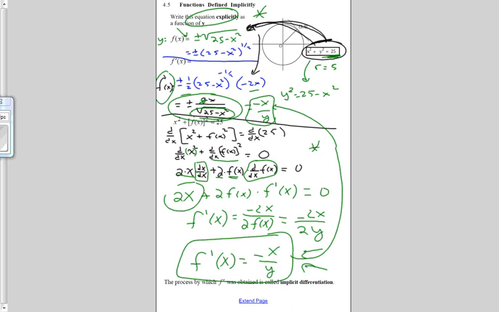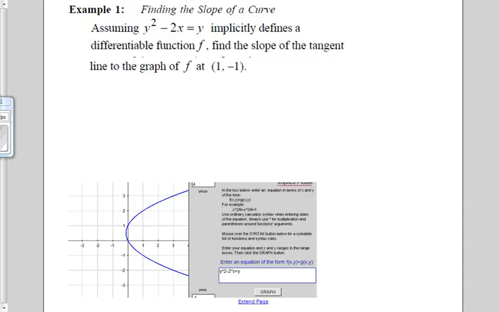We need to look at a lot more examples of these for this to become clear. But one thing that you should note is that a lot of times with these implicit functions, I'm going to have y now as part of my derivative. So let's look at another example.